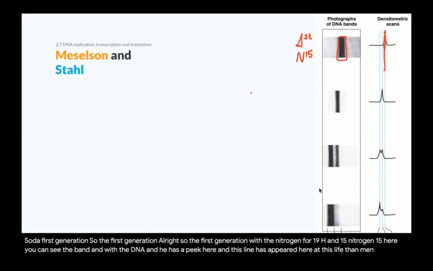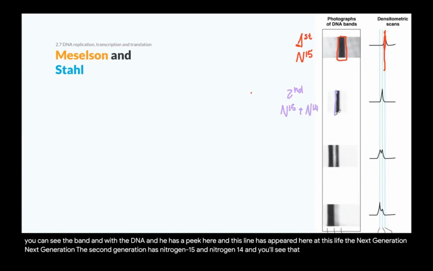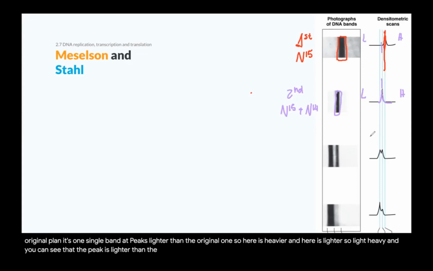The next generation, the second generation, has nitrogen 15 and nitrogen 14. You see that there's another band. It's not the original band, it's one single band that peaks lighter than the original one. So here is heavier and here is lighter. You can see that the peak is lighter than the original one.